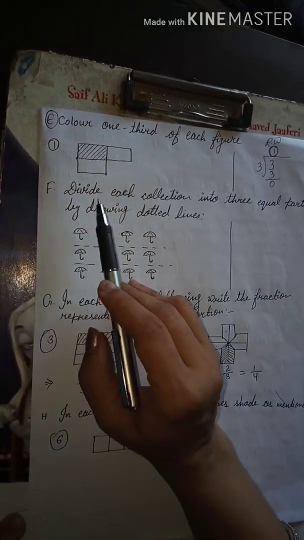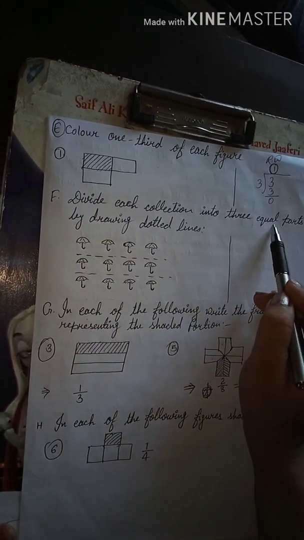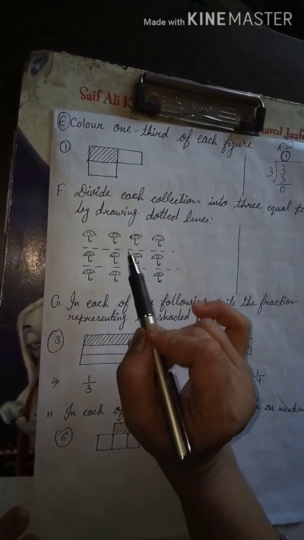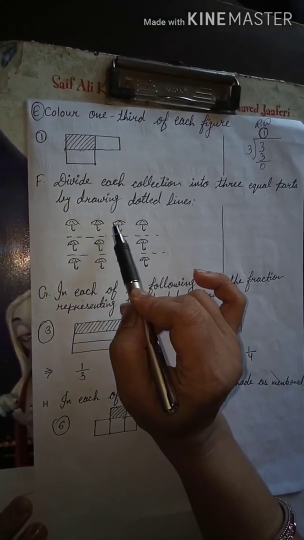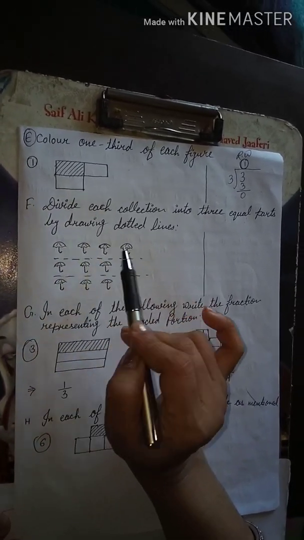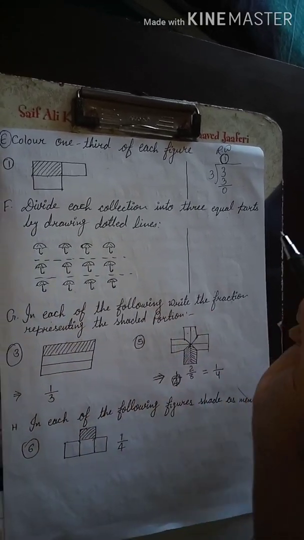Next, question number F. Divide each collection into 3 equal parts by drawing dotted lines. So first, what will we do? We will count how many things are in this collection. 1, 2, 3, 4, 5, 6, 7, 8, 9, 10, 11, 12. You write 12.